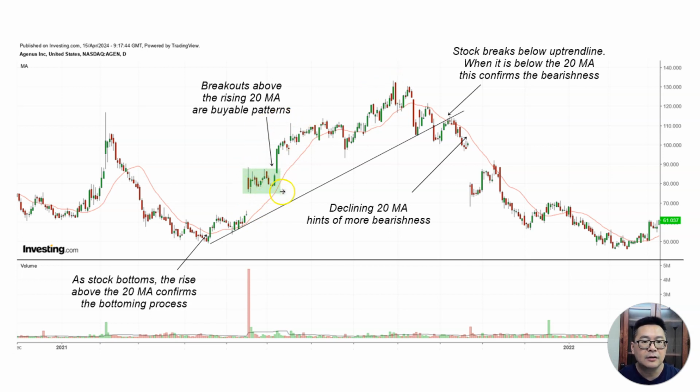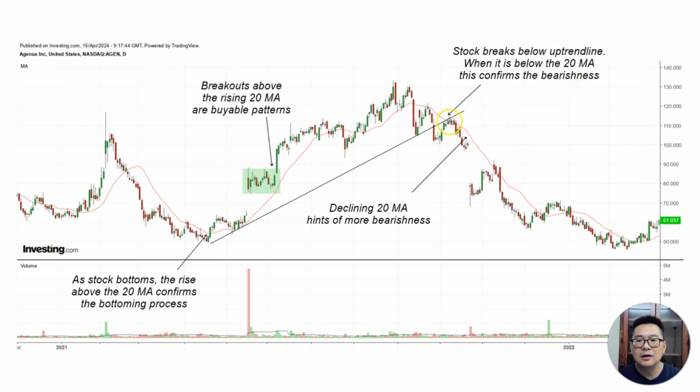And here is a breakout, and it is a very viable breakout. Look, many people saw it, that's why it broke out higher the moment it broke above this consolidation. And then, of course, the stock starts to have a declining 20 MA. We can sometimes combine the MA analysis with other technical analysis, like trend line analysis. You can draw trend lines, and if a stock drops below a trend line and also drops below the 20 MA, this confirms the bearishness of the stock.